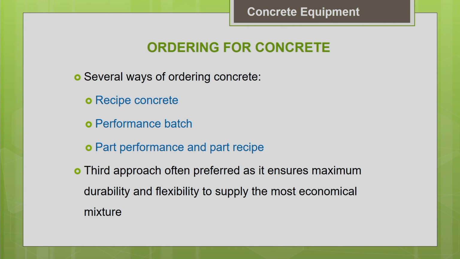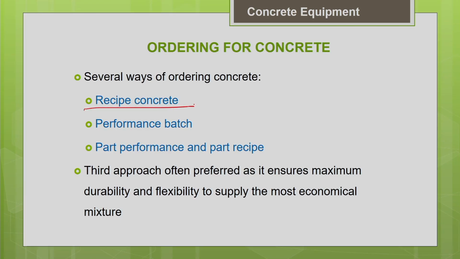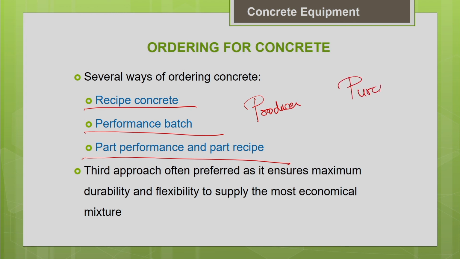So, there are several ways of ordering your ready mix concrete. Okay. So, let us look into the different ways of ordering. So, one is the recipe concrete, other one is a performance batch, and the third one is a part performance and part recipe. Recipe concrete in the sense, you have the concrete producer and you have the purchaser.